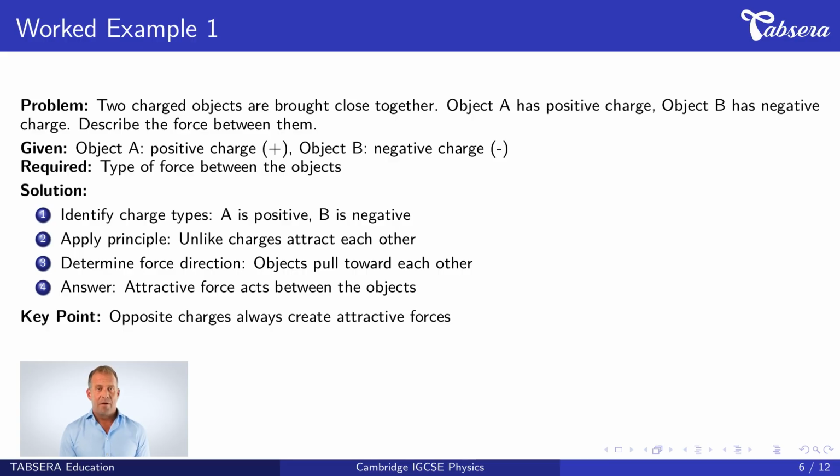Step 1. Identify the charge types. Object A is positive, object B is negative. Step 2. Apply the principle. We use the rule that unlike charges attract each other. Unlike means different types, positive and negative are different. Step 3. Determine force direction. The objects will pull toward each other. Step 4. State the answer. An attractive force acts between the objects, pulling them together.